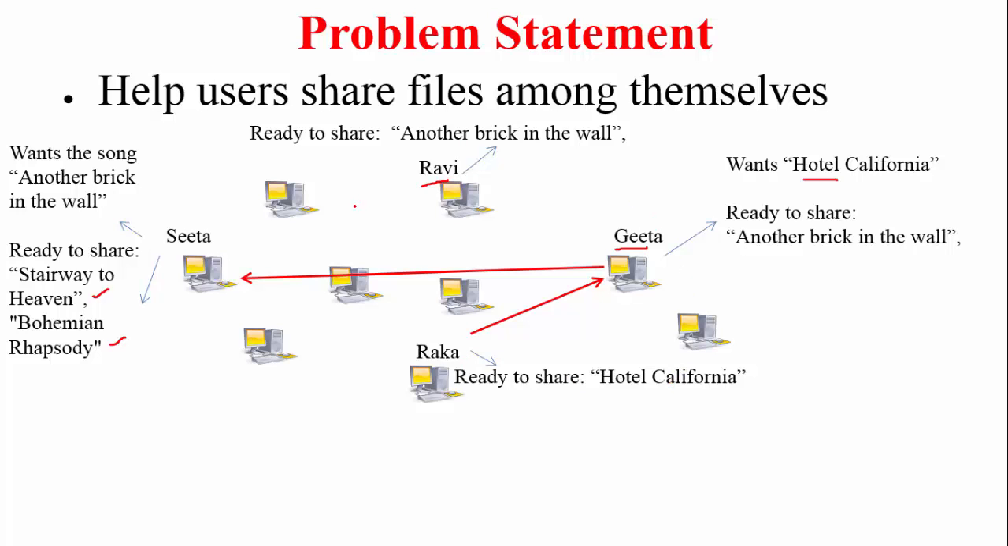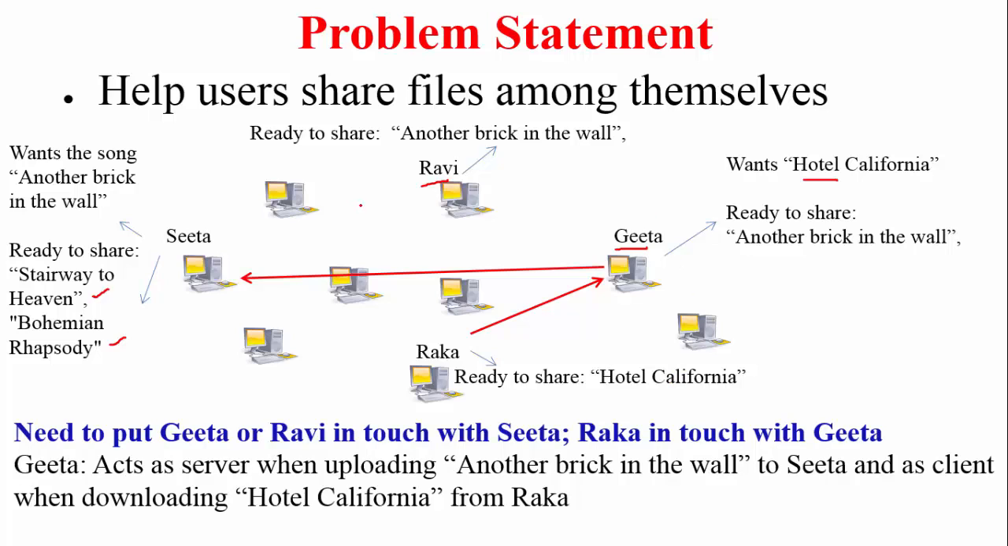So the goal of file sharing is to keep the necessary parties in touch with each other. In other words, since Geeta wants Hotel California and this is available by Raka, you need to put Raka in touch with Geeta. And since Sita wants Another Brick in the Wall and this is available at Ravi as well as Geeta, you need to put Geeta or Ravi in touch with Sita.